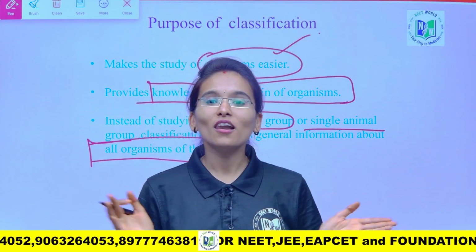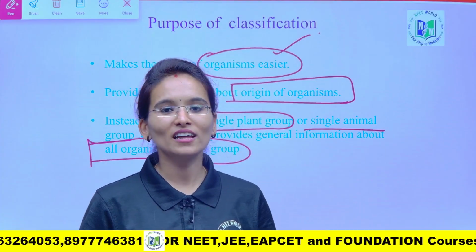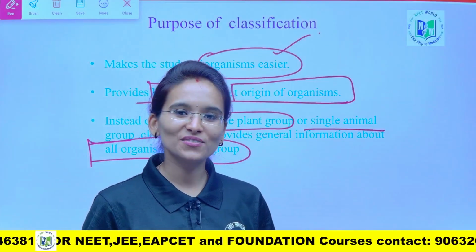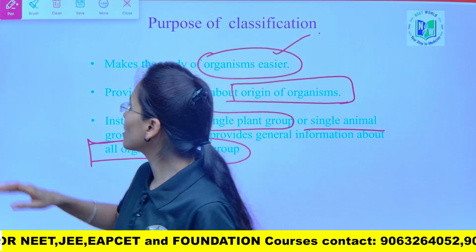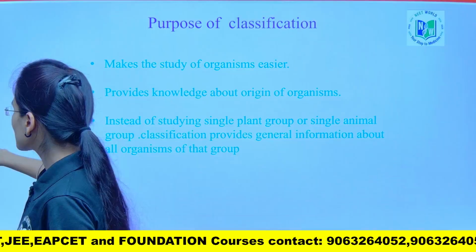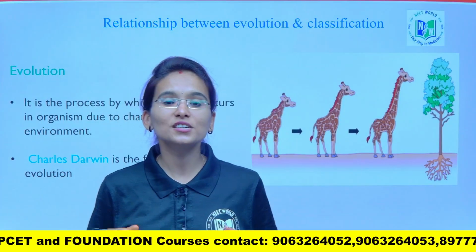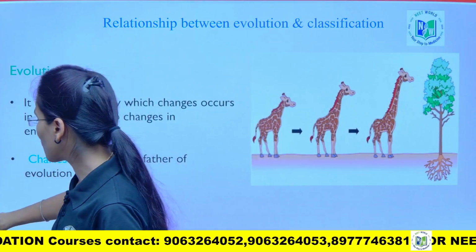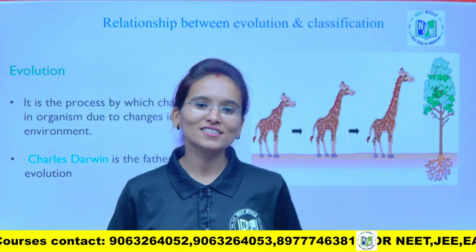So this is all about the general introduction of biodiversity, and the general introduction of classification. In the next session we are going to learn about the relationship between classification and evolution, and we are also going to learn about binomial nomenclature, my dear students.